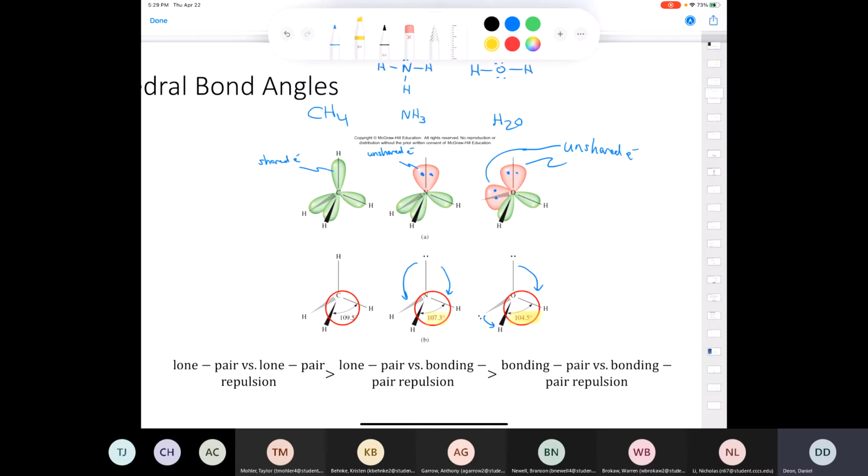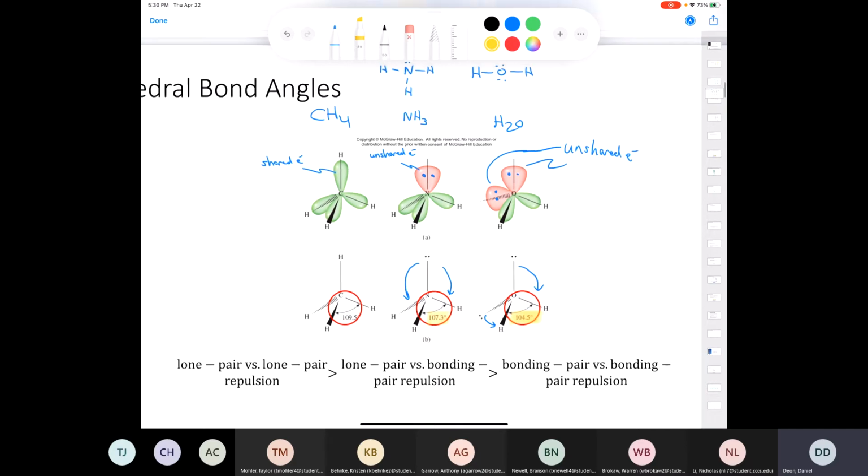So what's the take-home message as we go from the tetrahedral methane to the trigonal pyramidal ammonia to the bent water molecule? We see the lone pair repulsion, right? The more lone pairs we have, the repulsion is greater than if we have just a lone pair versus a bonding pair. And then if we have bonding pairs, shared electrons with each other, then their repulsion is going to be the least. So the take-home message, another way of saying this, is that the more lone pairs you have, the more they're going to push the other bonds or squeeze them together, if you will.